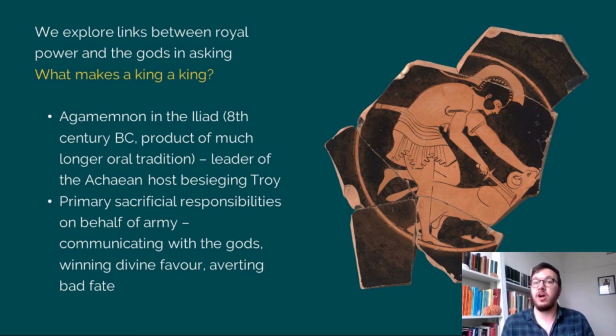So in other words, it's his job as the leader, the chief of chiefs, the king, in other words, to communicate with the gods, to win their divine favor for the army's expeditions, and to avert anything bad from happening. So in other words, Agamemnon has an almost intercessory role between the peoples that he is ruling over and the gods who sit above him. He's the intermediary, he's the link, he's the one that ensures divine favor. That's a key role, and that's a defining part of his authority.